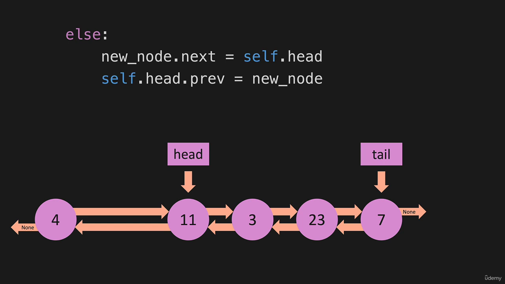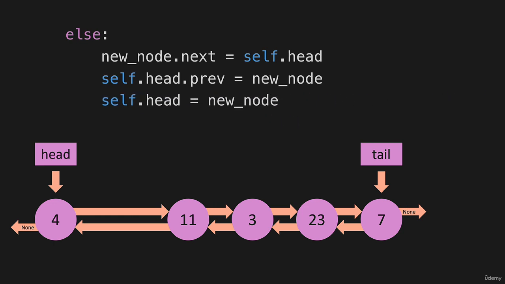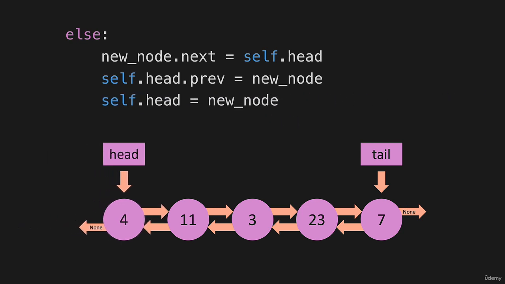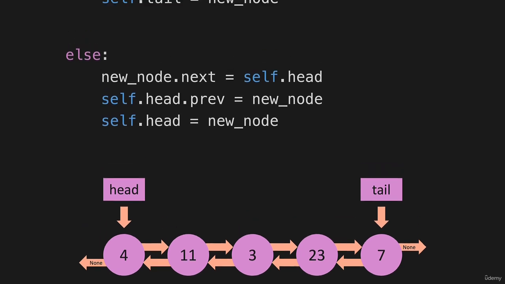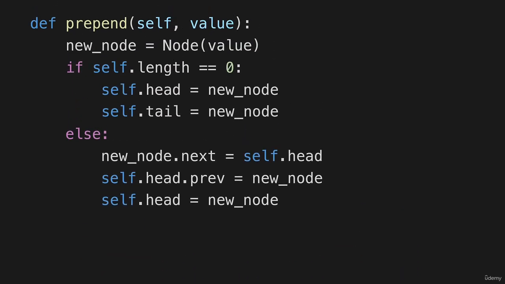Then we just need to have the head point to the new node. And we'll do that with this line of code, self.head equals new node. And that adds that into our list. So let's add this code in with the rest of our code like this. Then we just need to increase the length by 1. And then we're going to return true. And that is our code for prepend.